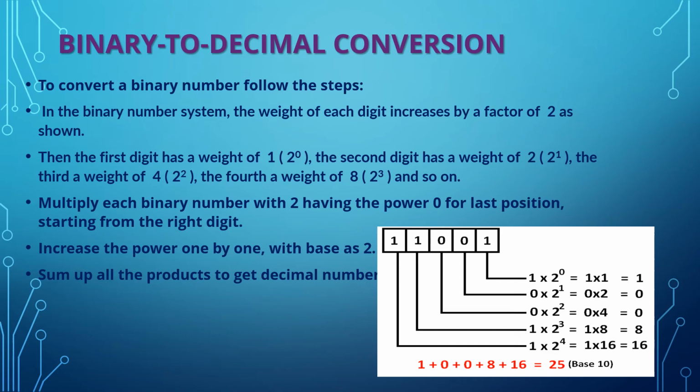So now let's find out the products of each digit multiplied with the bases. For the first one we get 1 into 1 because 2 power 0 is 1. So 1 into 1 is 1. Second, 0 into 2 is 0. 0 into 2 power 2 is again 0. 1 into 2 power 3 we get as 8. 1 into 2 power 4 we get as 16. So now let's add up. 1 plus 8 plus 16 gives us 25. So 25 is the required decimal equivalent for the given binary number. We have to put it as 25 with base 10 to represent it as a decimal number.